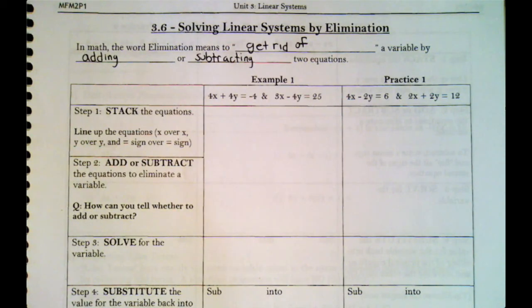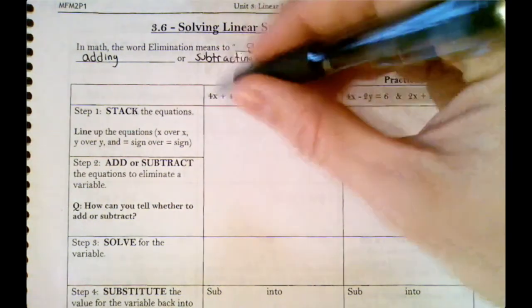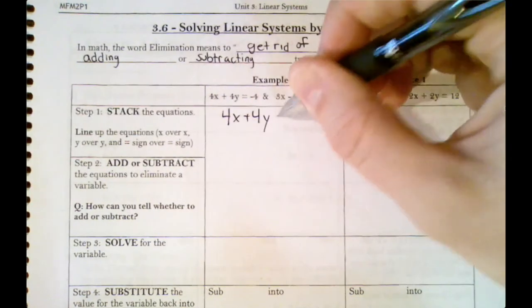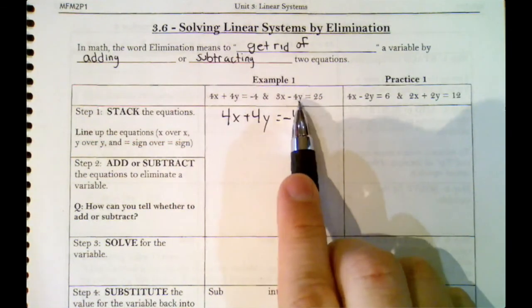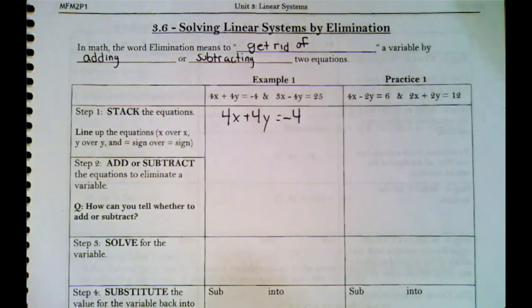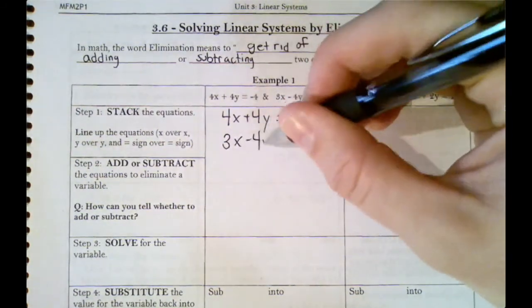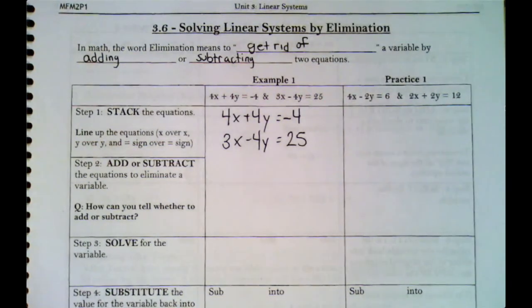Our first step in elimination is the stack step. It's where we stack our equations on top of each other. So I'm going to write my first equation, 4x plus 4y equals negative 4. And I'm going to stack my second equation, 3x minus 4y equals 25, right underneath it. And this example worked out really nicely.